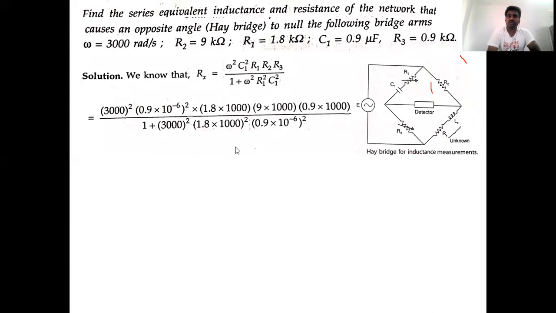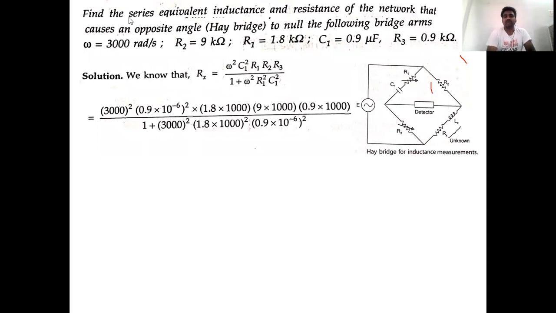1.8 kilo ohms, 1.8 into 1000. Okay, next, 9 into 1000, 0.9 into 1000. That means microfarads is converted into farads, and kilo ohms is converted into ohms. The numerator divided by 1 plus omega square.